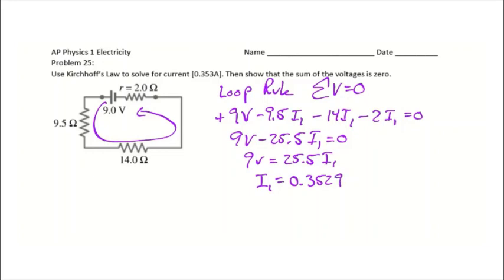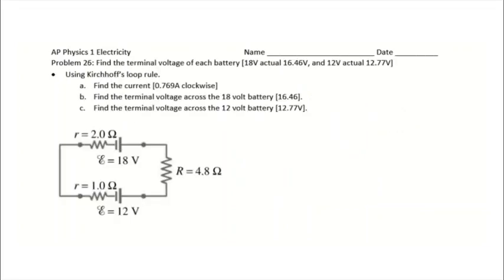And when we divide, we get 0.3529 amps. And that is the current. So now let's take a look at a problem with 2 power supplies. Actually, they're in opposite directions. And we're going to be finding the current as well as the terminal voltage across each battery.